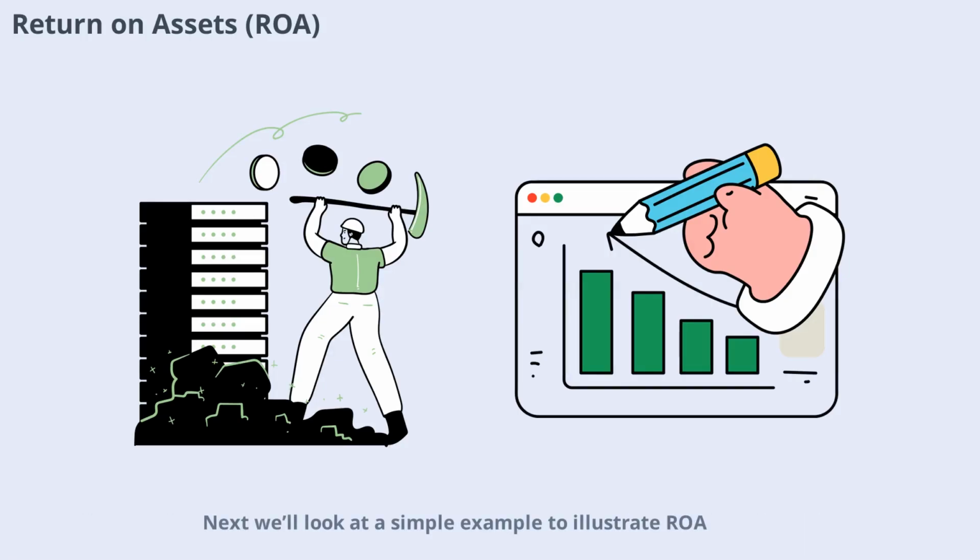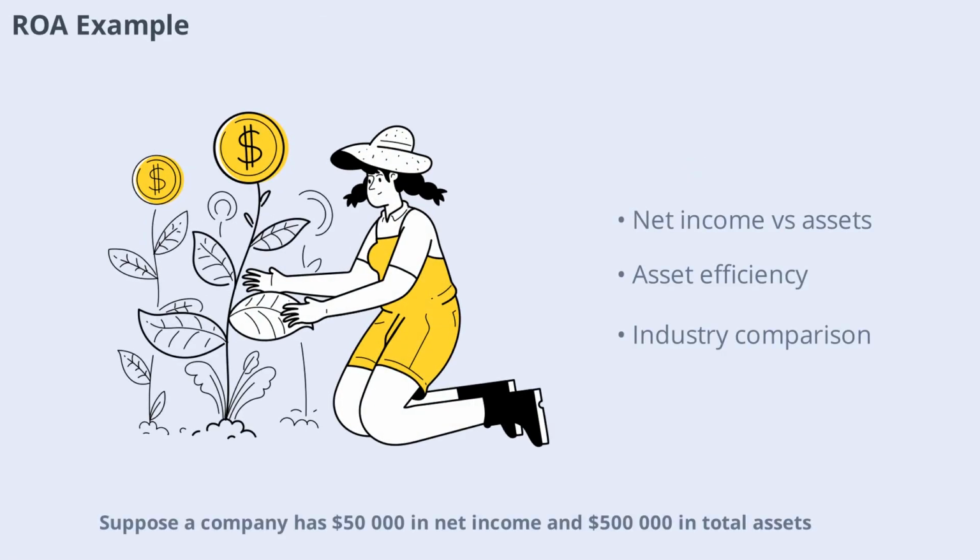Next, we'll look at a simple example to illustrate ROA. Suppose a company has $50,000 in net income and $500,000 in total assets. The ROA would be 10%. This means the company generates 10 cents of profit for every dollar invested in assets. If ROA is low, it may suggest the company is not using its assets efficiently.